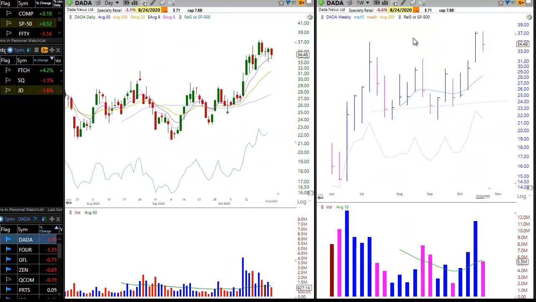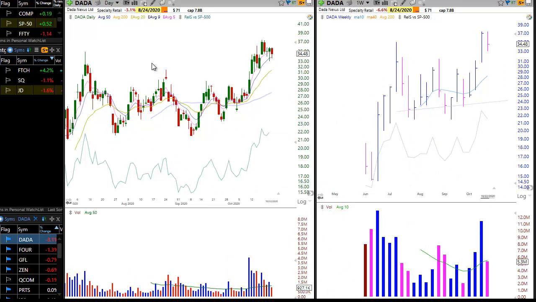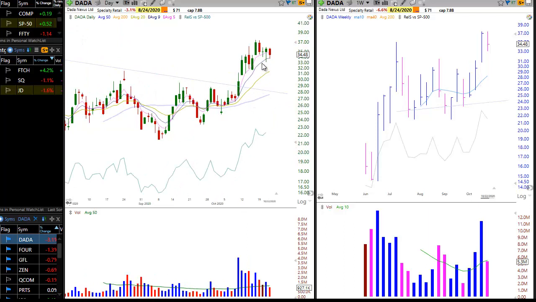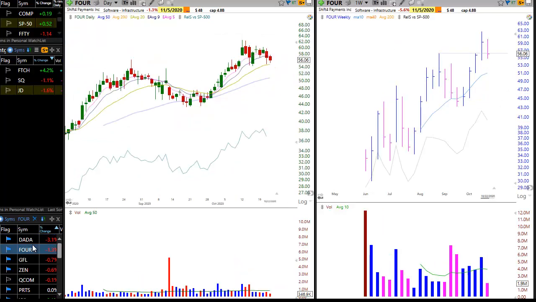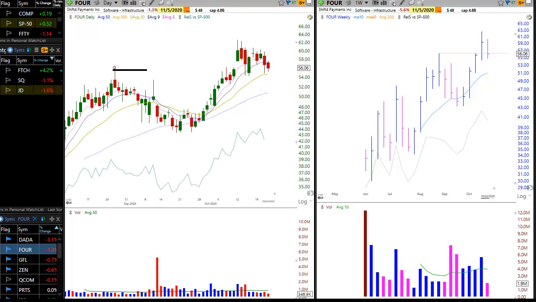DADA is a fairly recent IPO, cleared its downtrend line on a pickup in volume, and it's pulled back into the 9-day EMA. I think a move through the 3-day high here could trigger a swing trade. 4 is also potentially in play after breaking out or on a gap up to new highs. It's pulled back to near the 20-day EMA.